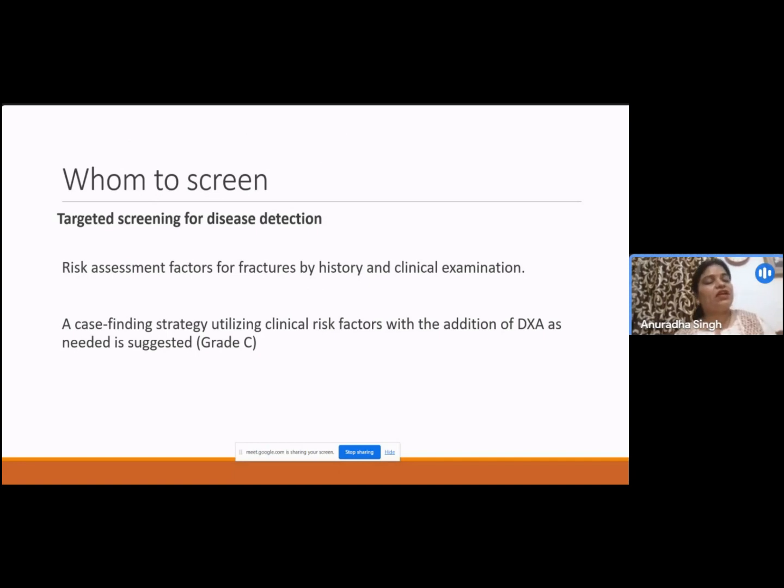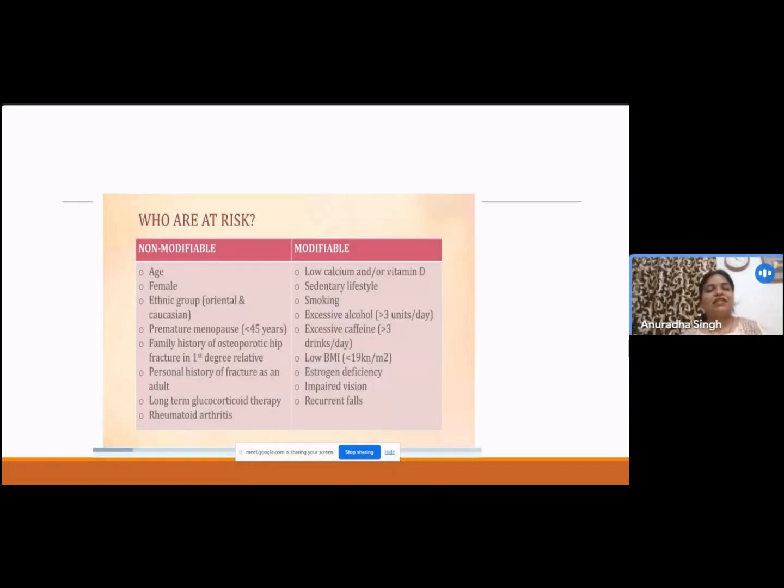When we take a history, it is the history and the clinical examination which can give us a clue that the lady is suffering from osteoporosis. And it is a case finding strategy which needs to be applied with the addition of DEXA scan. Now, who are the population who are at risk? There are two types of risk factors. One is non-modifiable and another is modifiable.